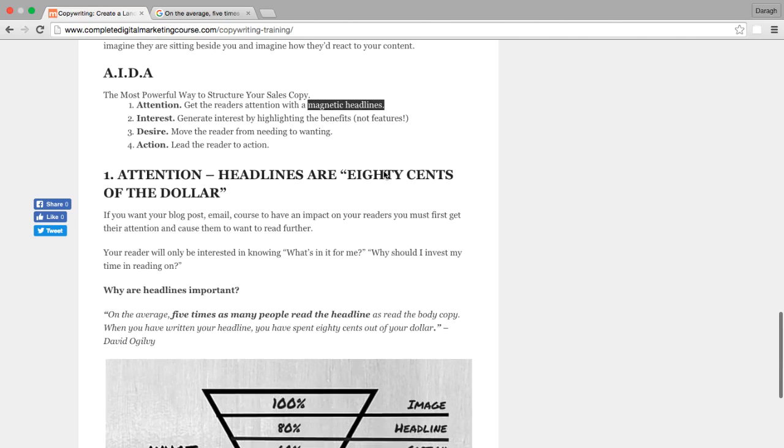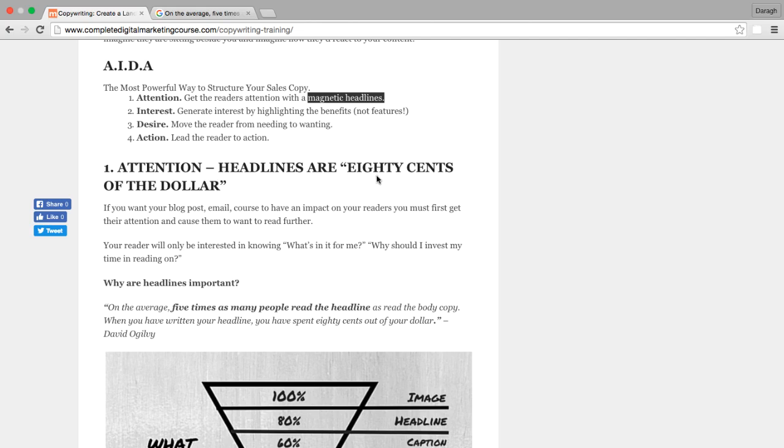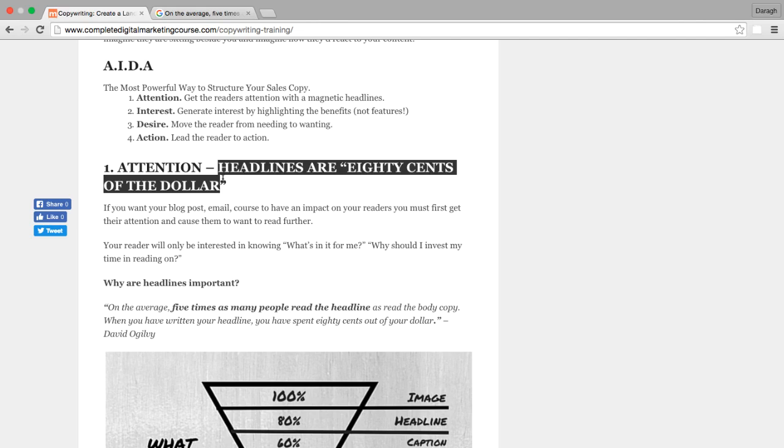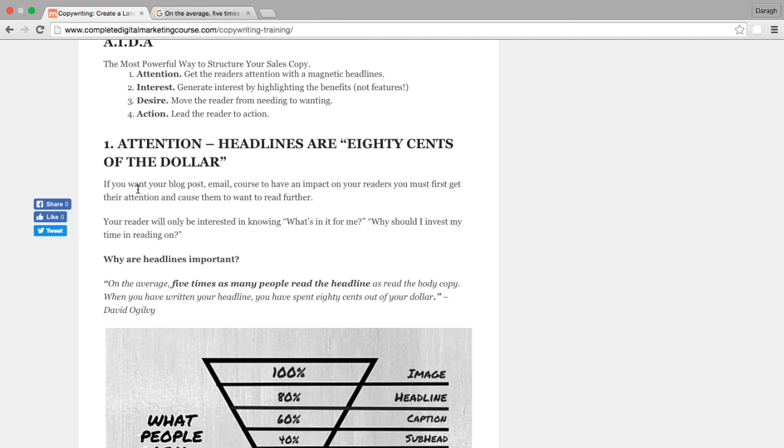Now, before we get into some of the formulas to write headlines, I think it's important that you understand how important headlines actually are. And this is going to be the key takeaway from this lecture: headlines are 80 cents on the dollar. I'm going to explain that in a second. But if you want your blog post, email, or course to have an impact on your readers, the first thing that you must do is get their attention and cause them to want to read further. So before you can deliver that value to people, the first thing that you need to do is get their attention. That's where the whole process starts.